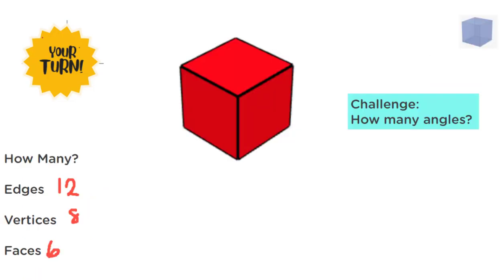I have one more for you. This is a picture of a cube, and we already figured out its edges, its vertices, and faces. What about the angles? This is a challenge question for those of you that might have that knowledge. An angle, I'm going to let you answer that first, and then when you come back, we'll go over it. What do you think an angle would be, and how many do you think would be on this cube?